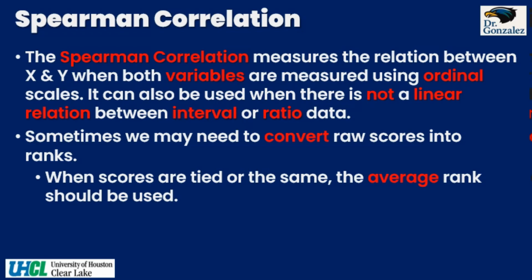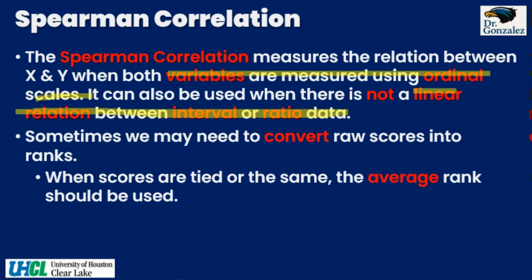So the Spearman correlation is going to measure the relation between x and y when both variables are measured using an ordinal scale. Okay. Now it can be used when there is not a linear relation between interval or ratio data as well. So remember, ordinal is not the same as that continuous variable that we were talking about in those other situations with measurements, right?